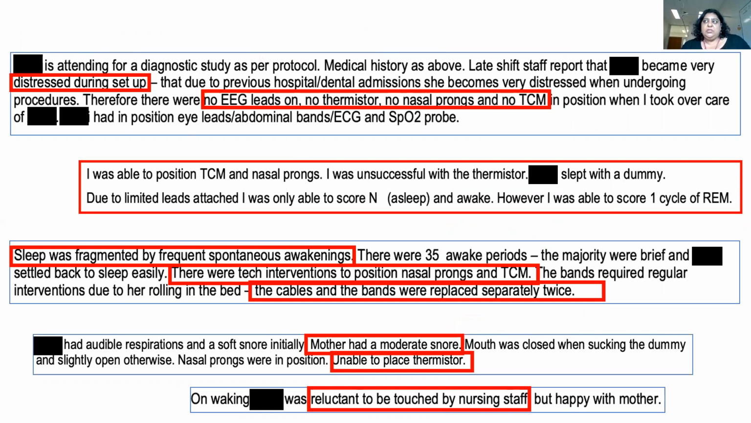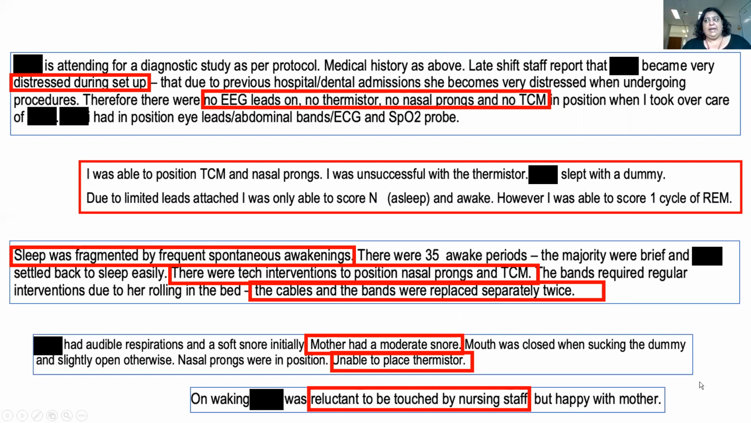You can see here that the child was very distressed during setup. They did not tolerate the leads, and there were multiple technical interventions through the night to try to replace the bands and the cables. Obviously, this led to sleep fragmentation, and the whole thing was made worse by the fact that the mother was also snoring through the night. In the morning, the child was distressed and reluctant to be touched by the nursing staff, but happy with the mother.